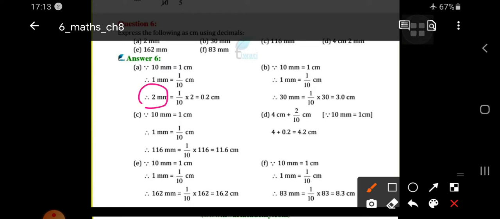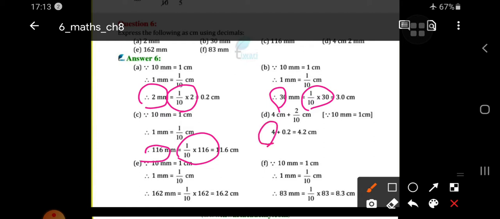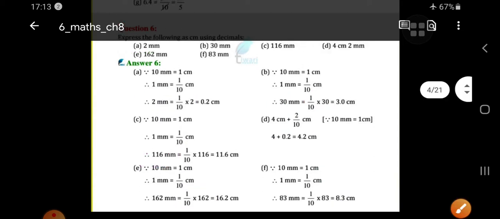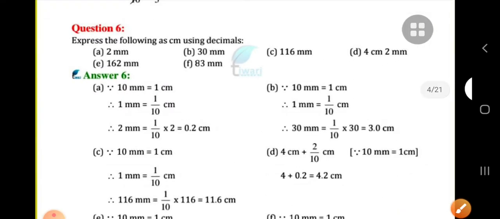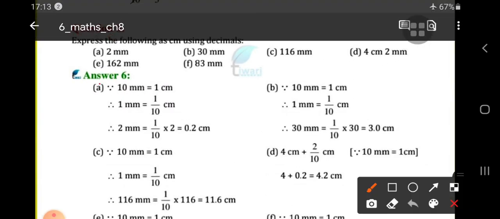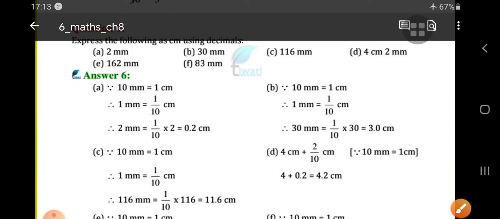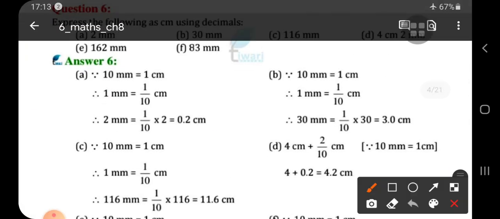Here 2 is there. So 2 divided by 10. Here 30 is there. 30 divided by 10. 116 divided by 10. Here 4 centimeter is given, so as it is. Here 2 mm given, so 2 by 10. 162 divided by 10, 83 divided by 10. But why do we have to divide it by 10? Because 10 mm is equal to 1 centimeter. So 1 mm is equal to 1 by 10 centimeter. That's why. Okay. And after dividing by 10, here this unit you have to put centimeter, not mm.